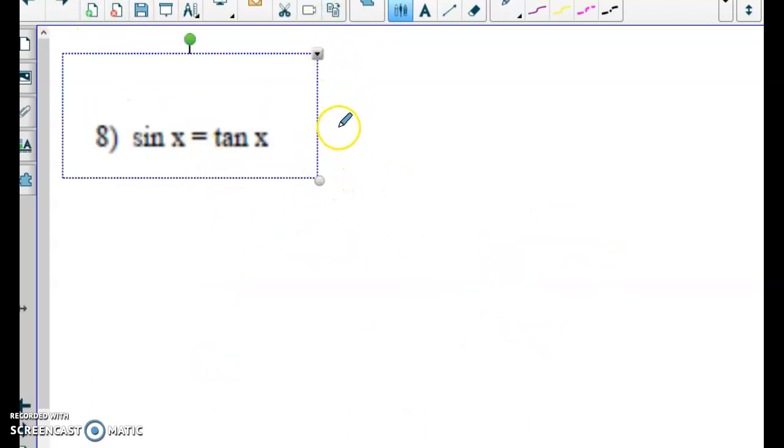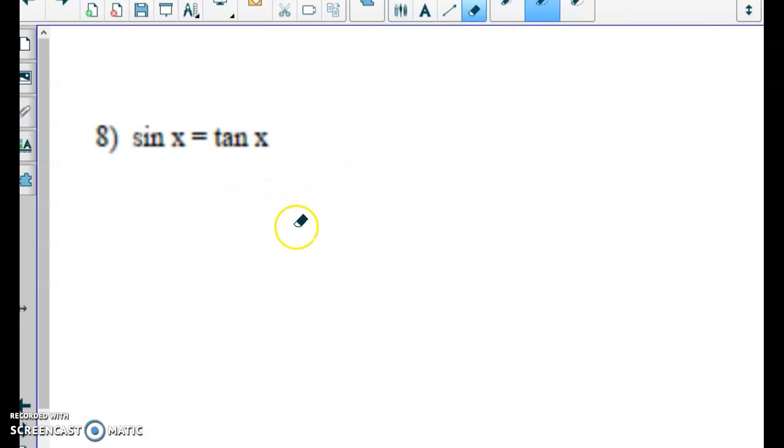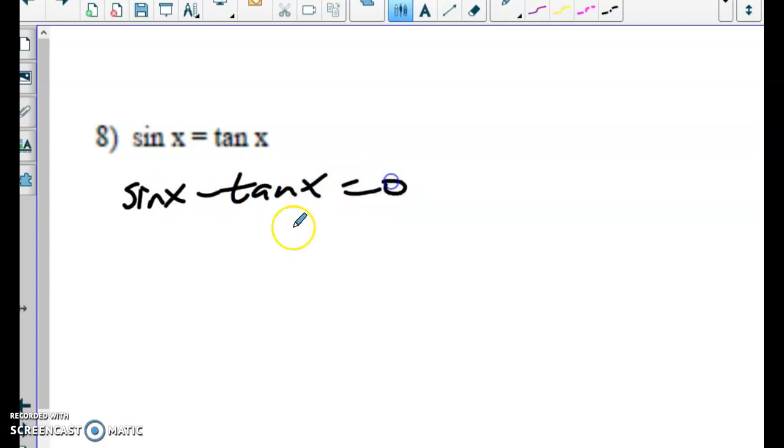And the last one on this video is the sine of x is equal to the tangent. This one's a little different than the previous ones because they ask us to find where the sine is equal to the tangent, and I don't know where that's true. So some of the things that I can do here is do a little manipulation by subtracting tangent to get it equal to 0.